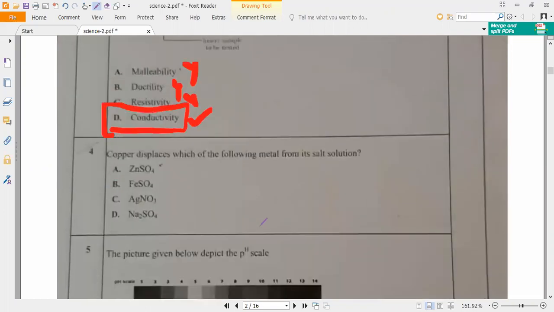Next, copper displaces which of the following metals from its salt solution? Copper, you can check it. Please never call me a zebra. I like hydrogen. So what is that? Silver nitrate only. Silver nitrate is below. Understanding?